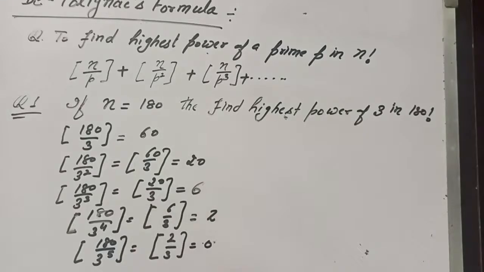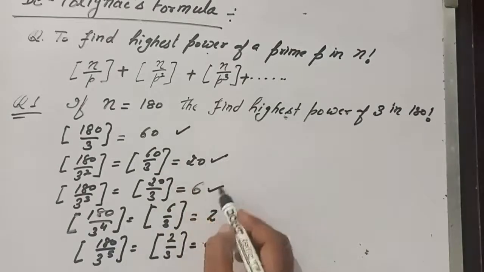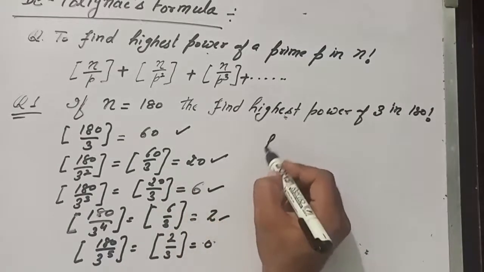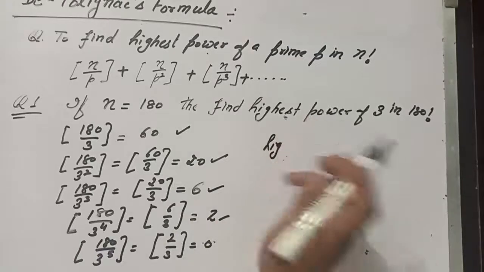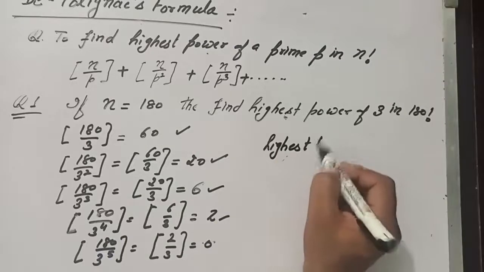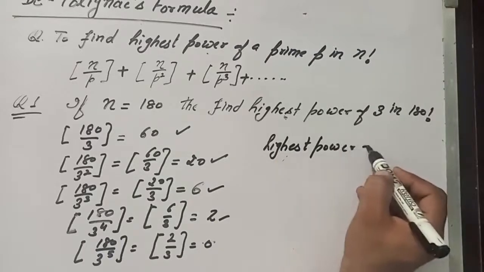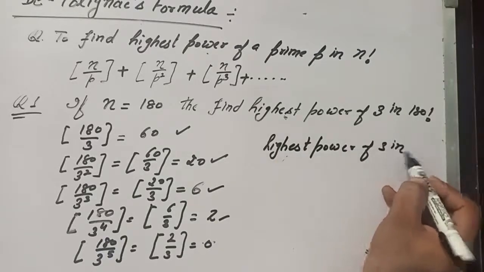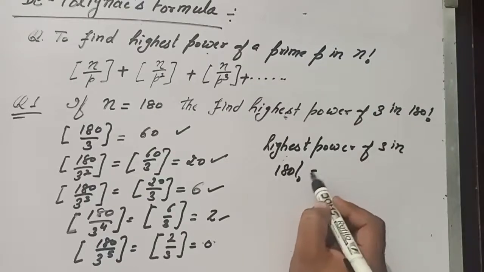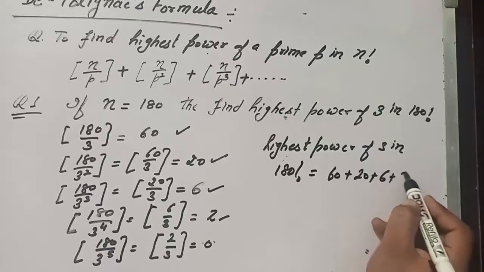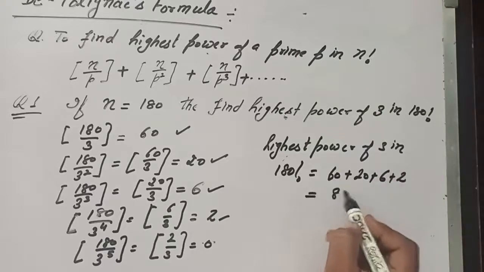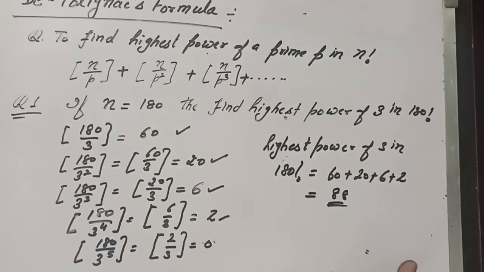Now add all these expressions: 60 plus 20 plus 6 plus 2. So highest power of 3 in 180 factorial is 60 plus 20 plus 6 plus 2, that is 88. So this is the answer. How simple is that to calculate the highest power of a prime in a given factorial?